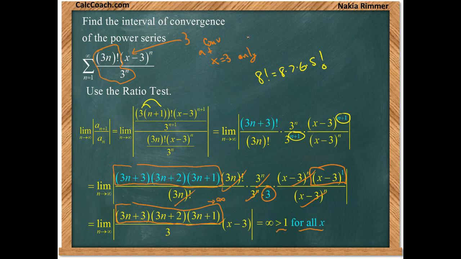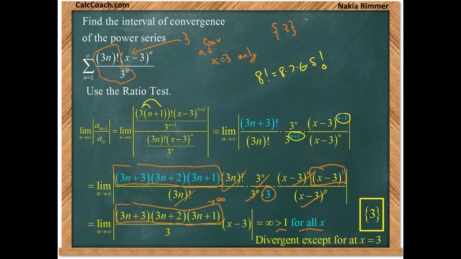And no other values. And one way to write that is just as a set with the number 3 in it. Divergent except for when x is equal to 3. And we say our answer is the set with the number 3 in it. A singleton set. A set with just the number 3 in it. That's the only place it converges.